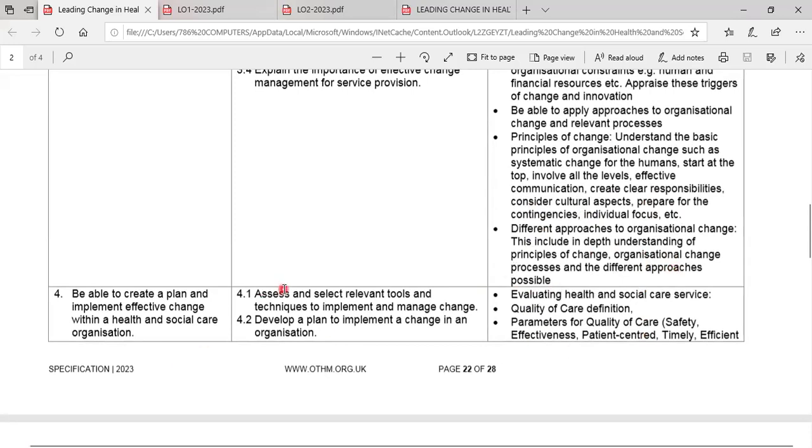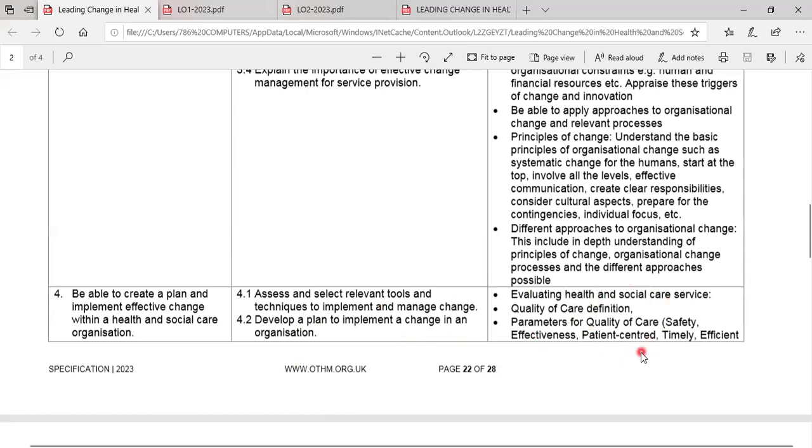This is our third learning objective that should be covered, and then we'll be able to create a plan and implement effective change within a health and social care organization. Here, you will have to develop a plan, a tool. This will help you within your organization to assess and analyze what's going wrong and what quality issues there are. That's the first step. Then you'll analyze what barriers you would have in bringing about a change. After that, you will think about what tool you would use to implement and manage these changes. So you'll be developing a plan to implement change in your organization.